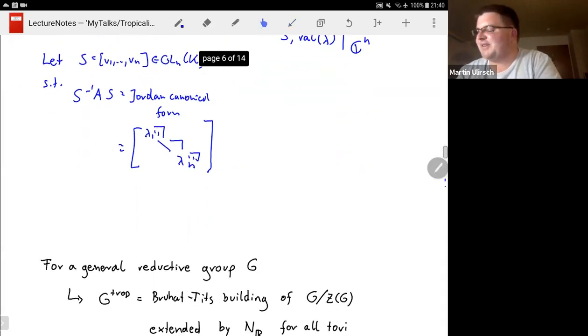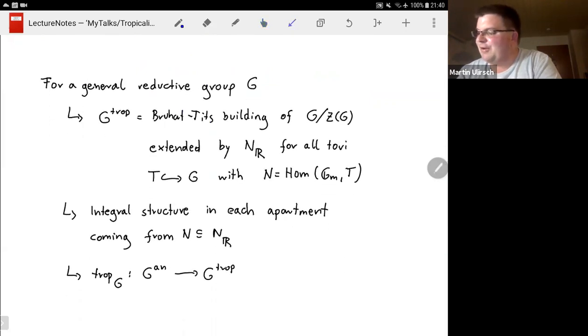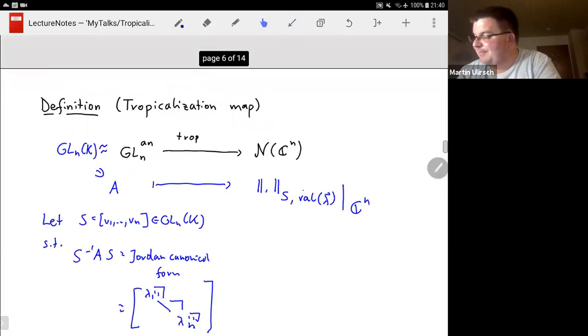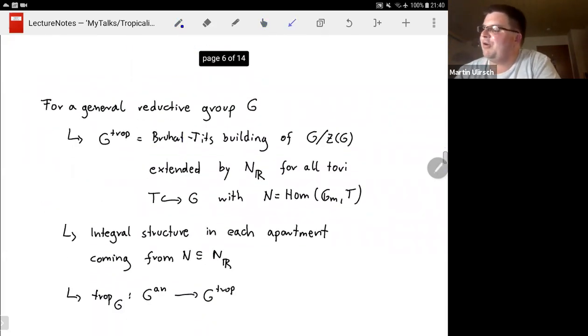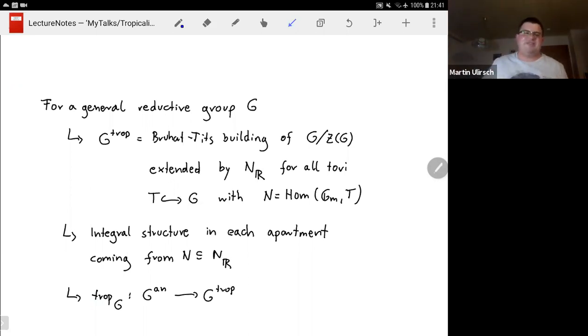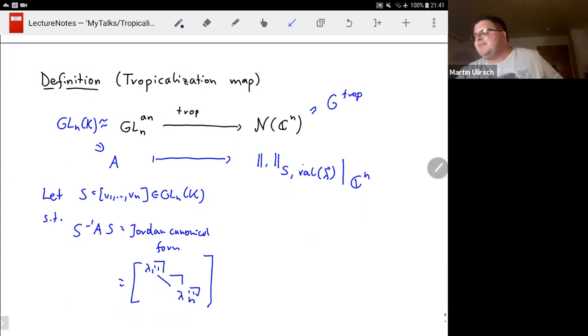Okay. Let me just say a few words for the experts, because I feel like there are experts here. If you are working with a general reductive group, you have to do something slightly more complicated to define the tropicalization. Here, this is of course going to be the tropicalization of G if G is GLN over K. In general, you have to take the Bruhat-Tits building of the semi-simplification, so bottoming out by the center. You extend this thing by NR for all tori in G. And you have an integral structure on each of the tori. And you define a tropicalization map that is on each torus given by the usual tropicalization map. And then you have to do a bit of work to show that this actually works. But for the purposes of this talk, really think of the explicit way of defining it here for GLN. You try to diagonalize the matrix. If you are successful, you are in a torus, and then you just take the usual tropicalization map.